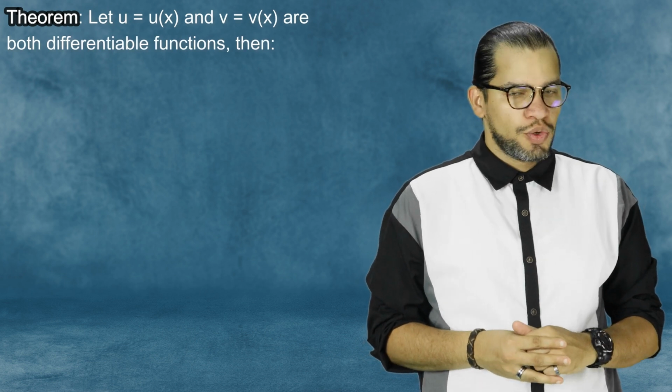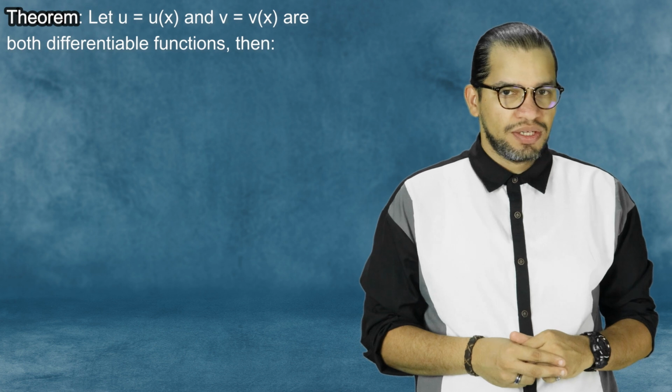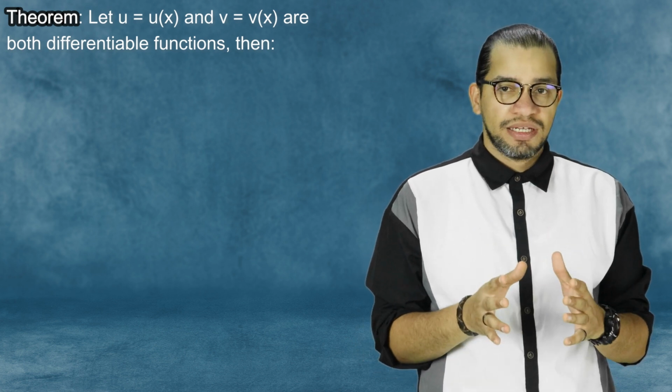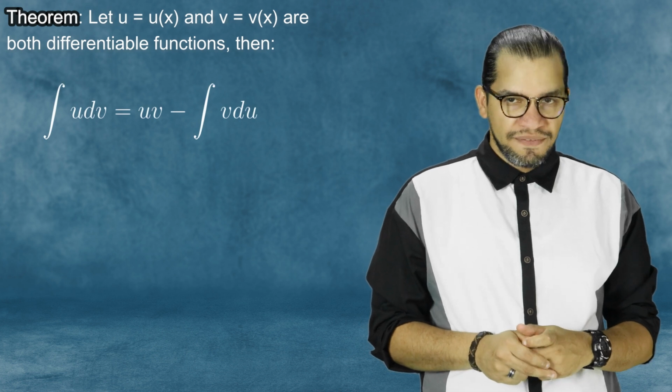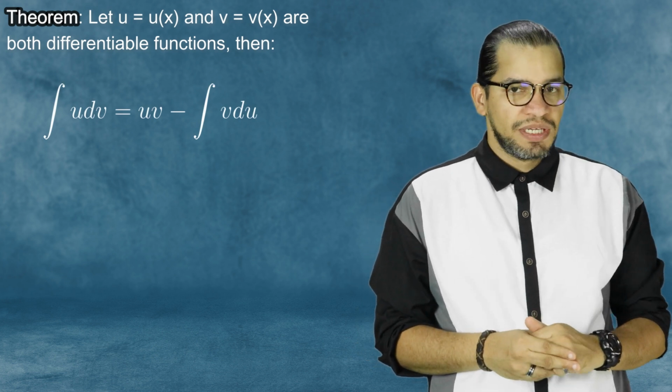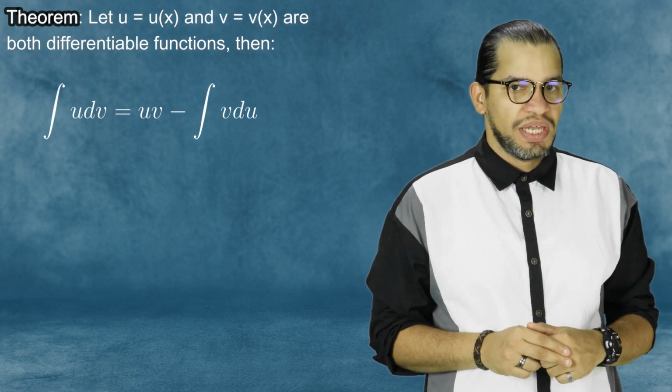Now, the general statement regarding integration by parts is the following. If u equals u of x and v equals v of x are differentiable functions, then the integral of u dv is equal to u times v minus the integral of v du. The general idea for using this technique is to take u as the function that can't be integrated, or at least the function which, after differentiation, simplifies the original integral. And after this, we can take dv as the remaining function.